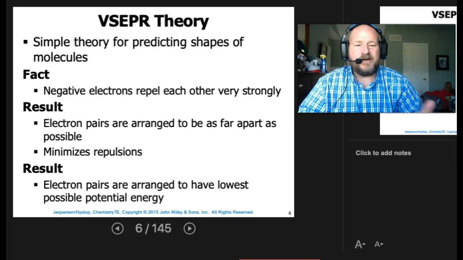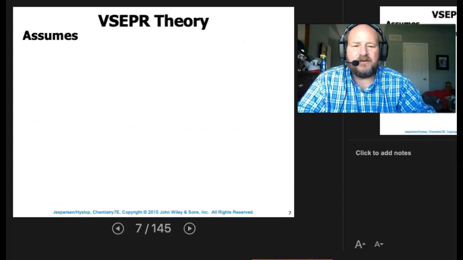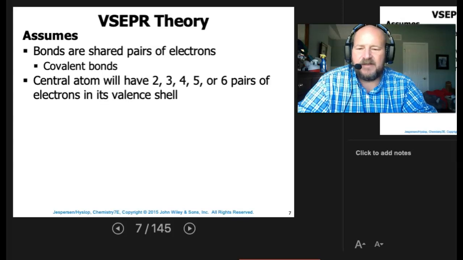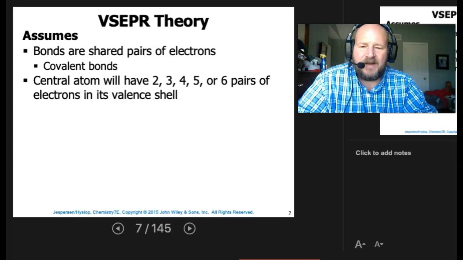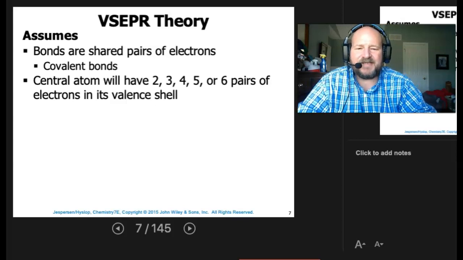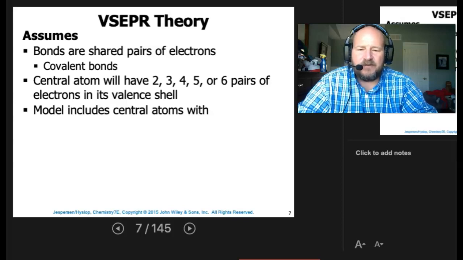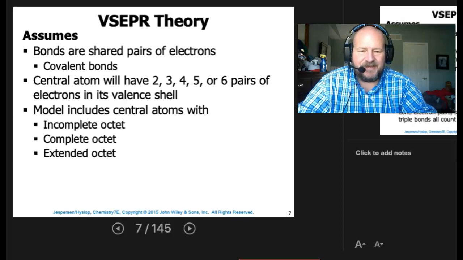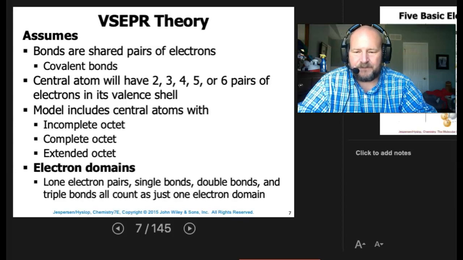The more they repel, the more energy there is. So some assumptions. Bonds are shared pairs of electrons, which is kind of true for covalent bonds. We're also going to say the central atom will have 2, 3, 4, 5, or 6 pairs of electrons in its valence shell. The model includes central atoms that have incomplete octets, complete octets, and extended octets. We saw examples of all of those in the previous chapter.